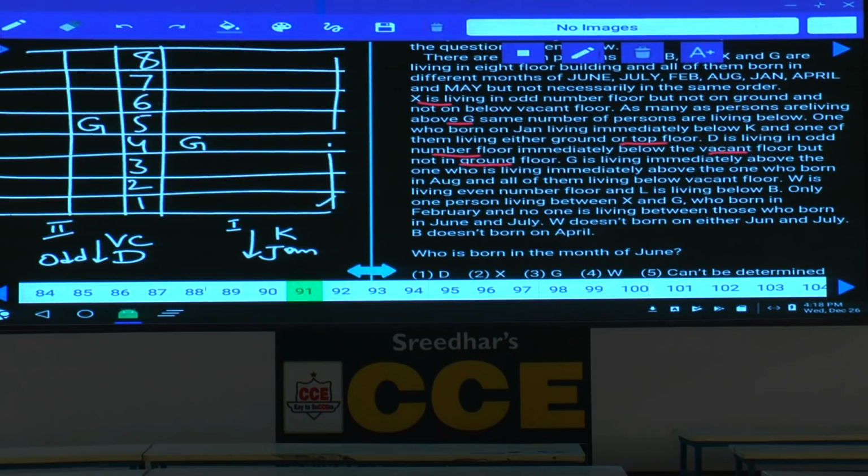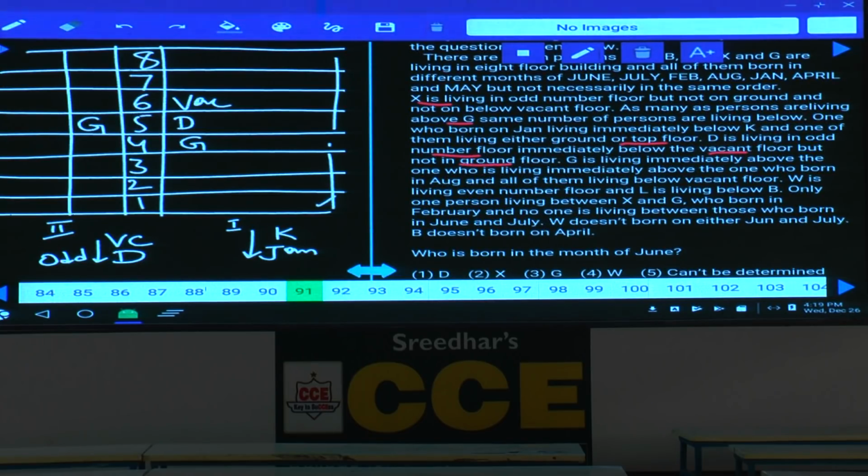Now it's here. And at the same time, the vacant floor is not at the end; is anything given here? Ground floor. And D is living on an odd number floor immediately below the vacant floor. Tell me what are the different vacant floors here. D is on an odd number floor, hence in this case D can be here, isn't it? Then the vacant floor will be here. D is living on an odd number floor immediately below the vacant floor, and at the same time, this D can be on the 8th floor, isn't it? The vacant floor can be on the 8th floor. If the vacant floor is on the 8th floor, immediately below this vacant floor there will be D, isn't it? Hence there are 2 possibilities.